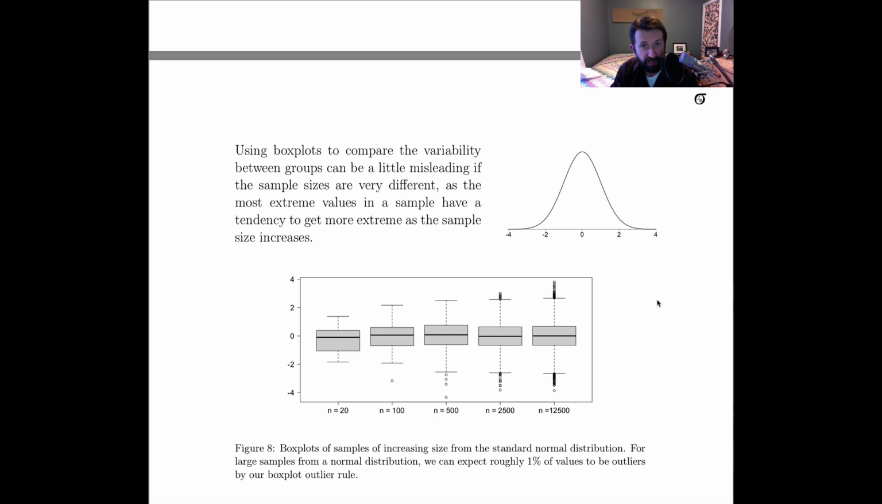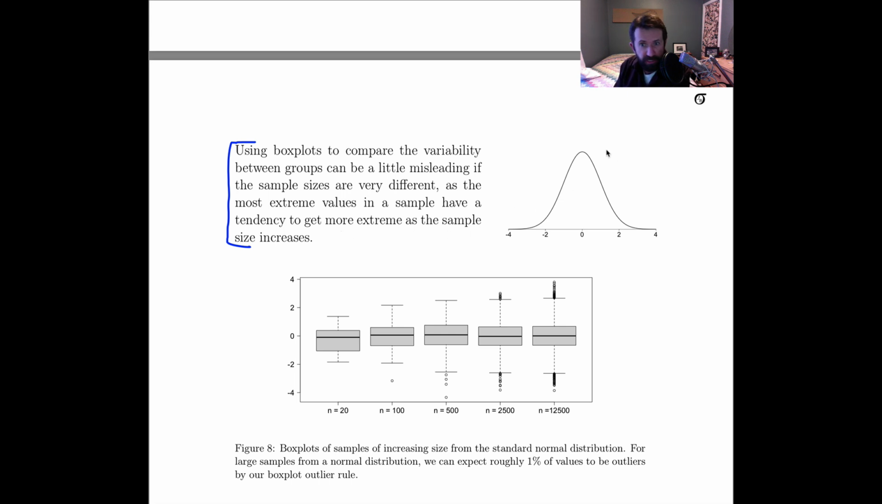And one last thing about box plots, at least for now, is that there does tend to be a bit of a sample size effect, especially as it relates to the outliers. So like I say here, using box plots to compare variability between groups can be a bit misleading if there's a big difference in sample size. The most extreme values in a sample will tend to get bigger as your sample size increases. Those extremes push out a little bit, as well, we'll tend to see more outliers, at least in a box plot sense, when we get a larger sample size.